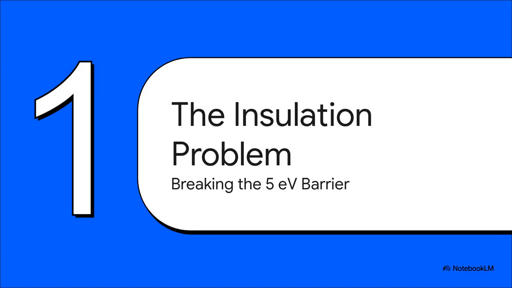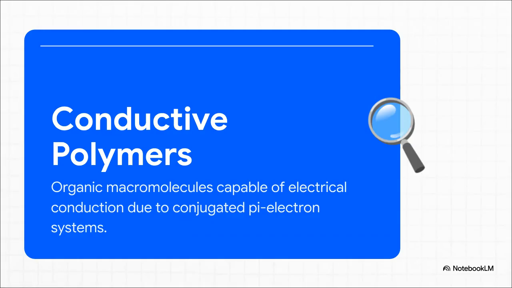Section 1. The insulation problem, breaking the 5 eV barrier. So, what exactly are conductive polymers? Basically, they are organic macromolecules that can actually conduct electricity, thanks to conjugated pi electron systems. They represent a really unique hybrid class of materials, effectively bridging the gap between everyday, flexible plastics and the high-tech properties we usually associate with rigid semiconductors and metals.